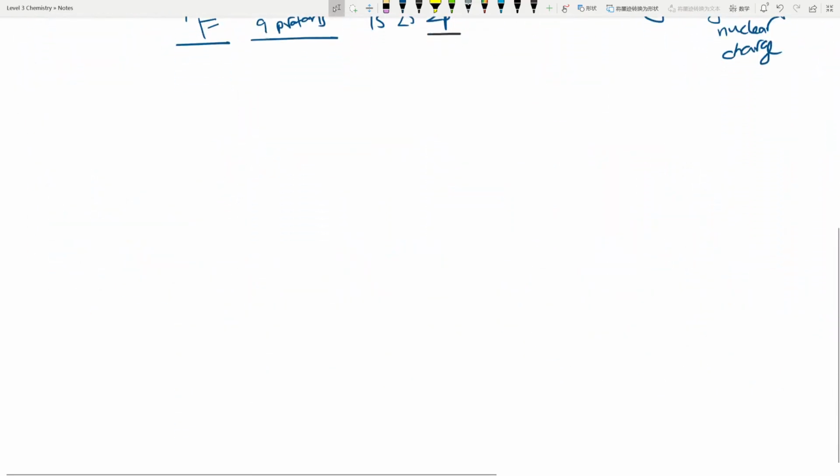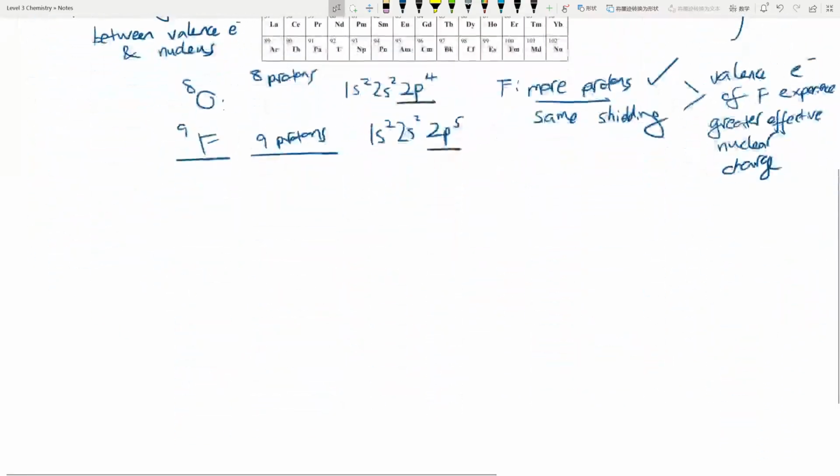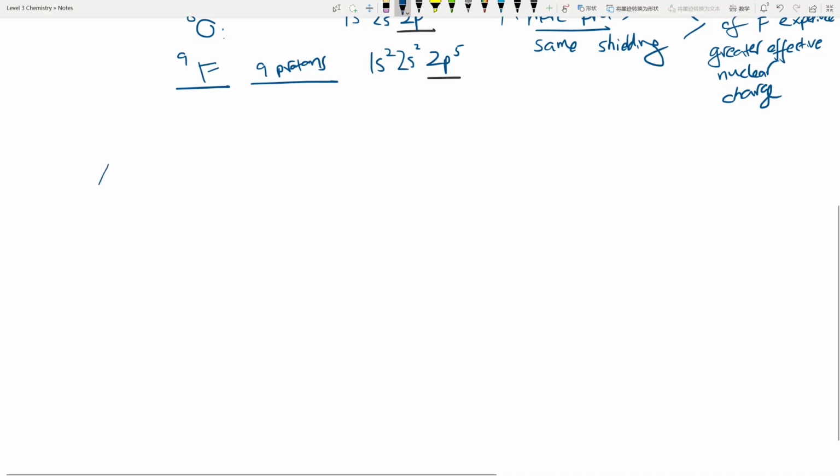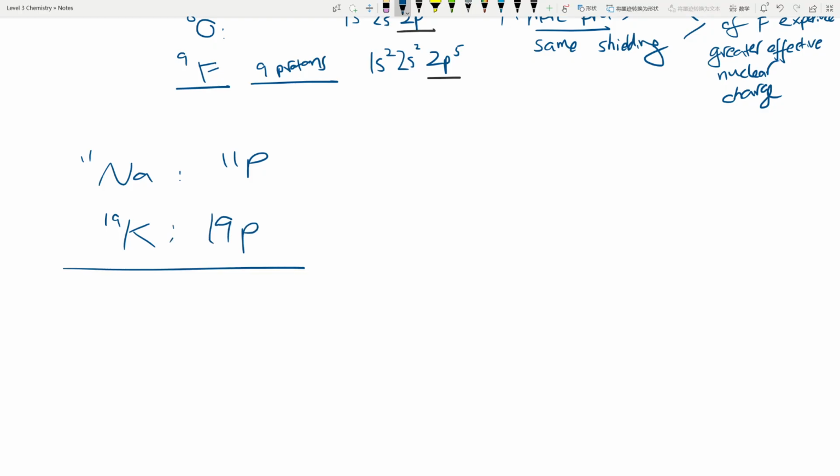So let's do Na versus K. Na is 11, K is 19, so this is 11 protons, 19 protons. Straight away you can say that potassium has 19 protons, therefore it has a stronger force of attraction from the nucleus because there are more protons. All right, so that's correct. But what happens now is that you need to look at the electron configuration.